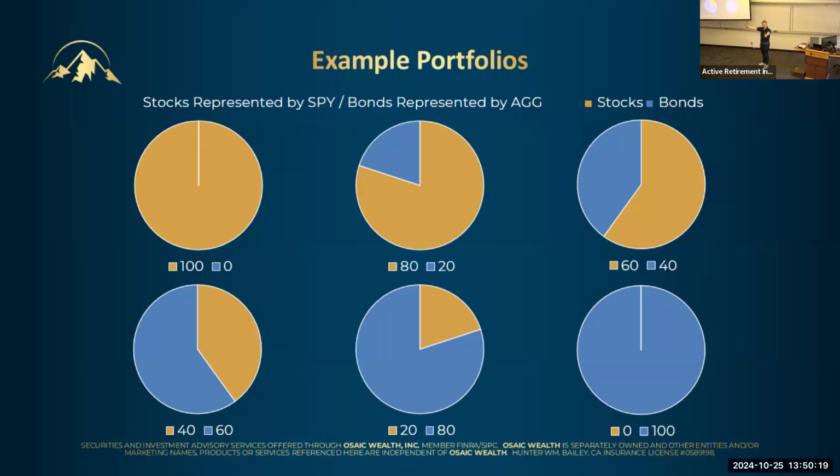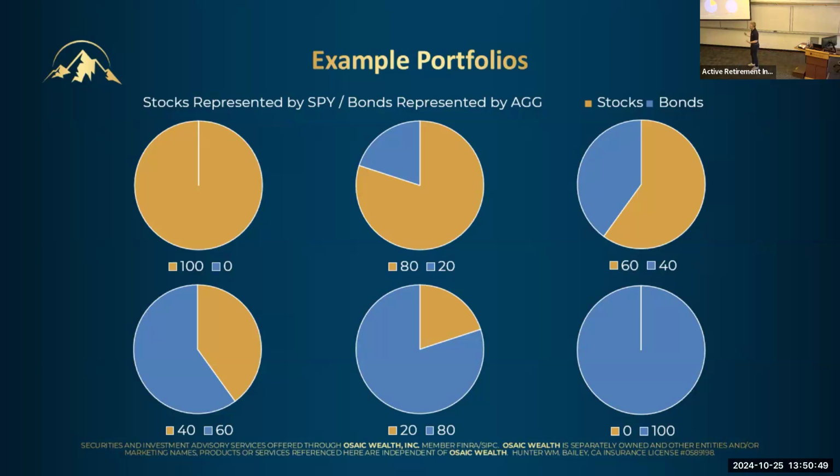This has been the most classical way to divide up portfolios, and we're just keeping it super, super simple. Forget all of the fund diversification and all that kind of stuff. This is general numbers, general portfolios. We're starting all the way from 100% stocks to 0% stocks and 100% bonds. In these portfolios, the stocks are represented by SPY, an S&P 500 fund, and the bonds are represented by AGG, which is a bond aggregate fund.